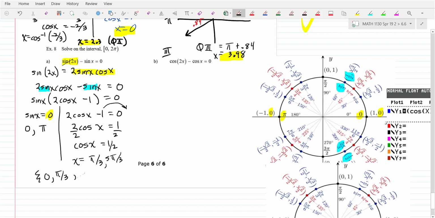So 0, pi over 3, pi, and then 5 pi over 3 like that. Okay, that one's just an example of one where you have to use an identity. So we're going to look at one more of those. Any question about that? If you see something like sine 2x, cosine 2x, think about identities. That's probably the extent that we're going to look at here.